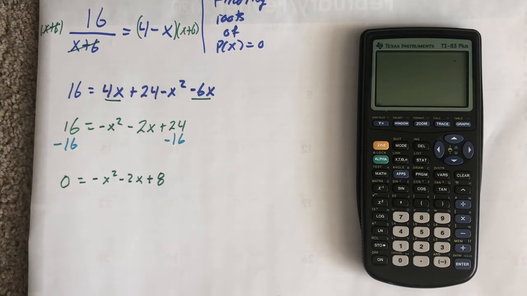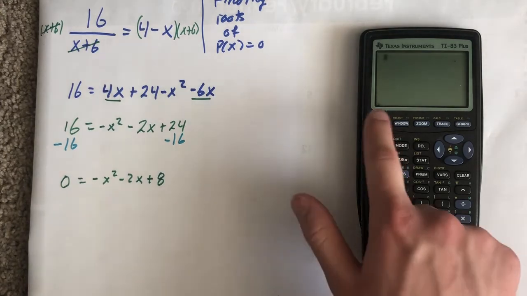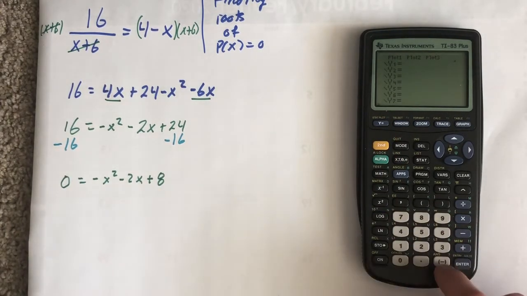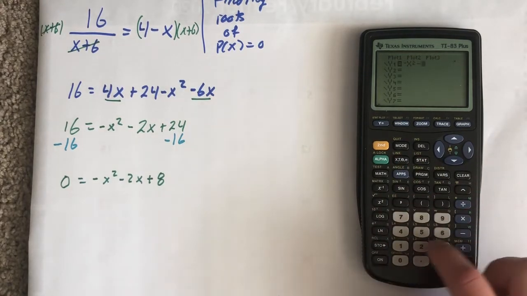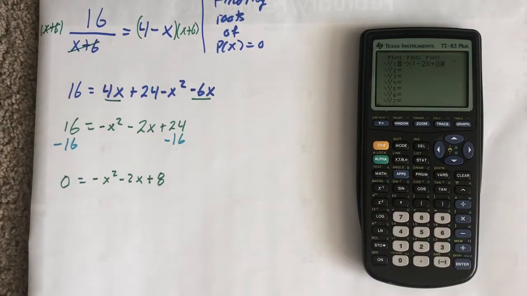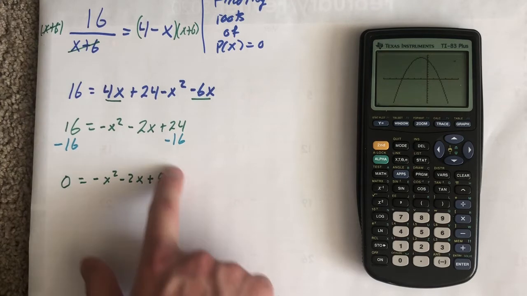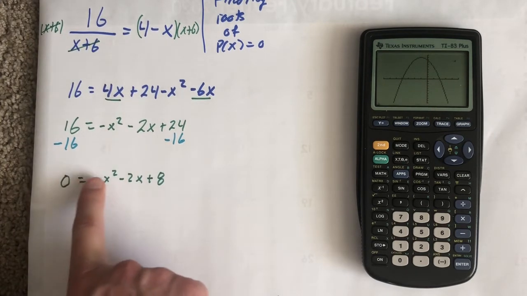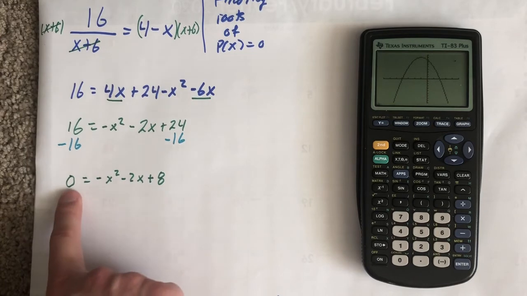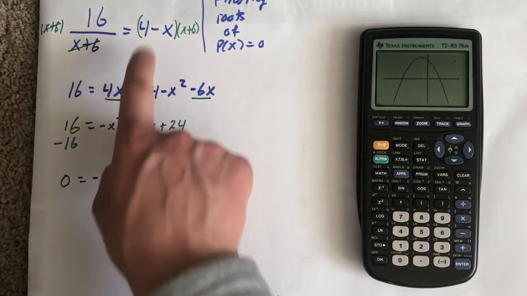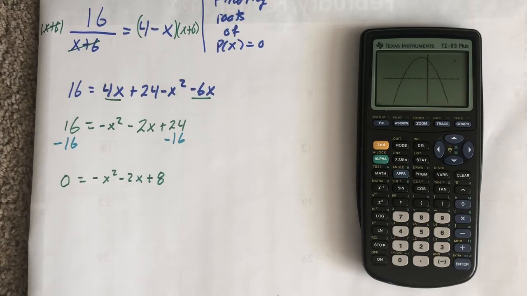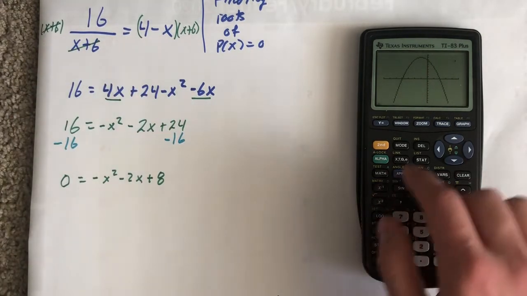So now at this point, you could algebraically solve for the roots like we've done, or you can grab your calculator and plug in this new function, negative x squared minus 2x plus 8, and graph it. Now we are going to get a quadratic function, and what you're asking yourselves is, what x values make this function equal 0? Those x values that make this function equal 0 are the same x values that you can plug in here and make sure that this side equals this side. So how do I do this?